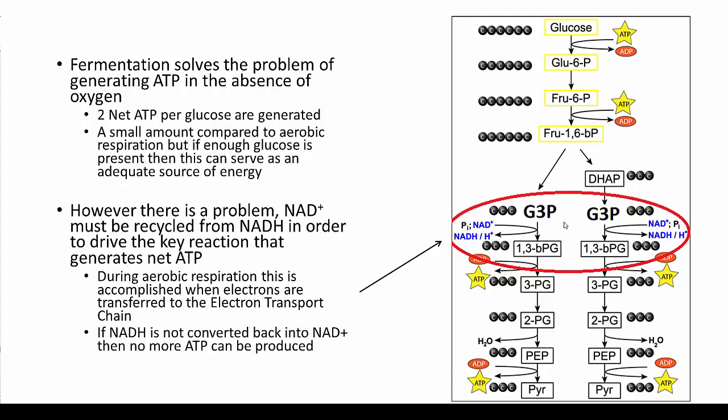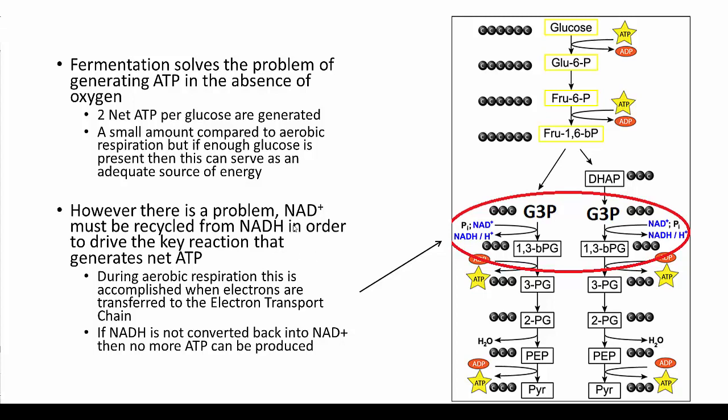Now, what happens in fermentation is rather than dumping the electrons and the hydrogen here from NADH to the electron transport chain, what instead is going to happen is the electrons and the protons here from NADH are instead going to be converted into another organic molecule. So rather than dumping those into the electron transport chain, they're going to be dumped into an organic molecule that's going to act as the recipient of these excess components here.